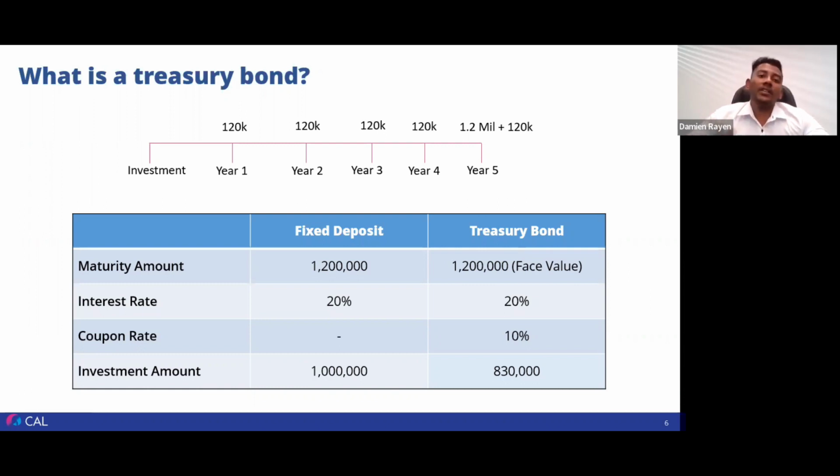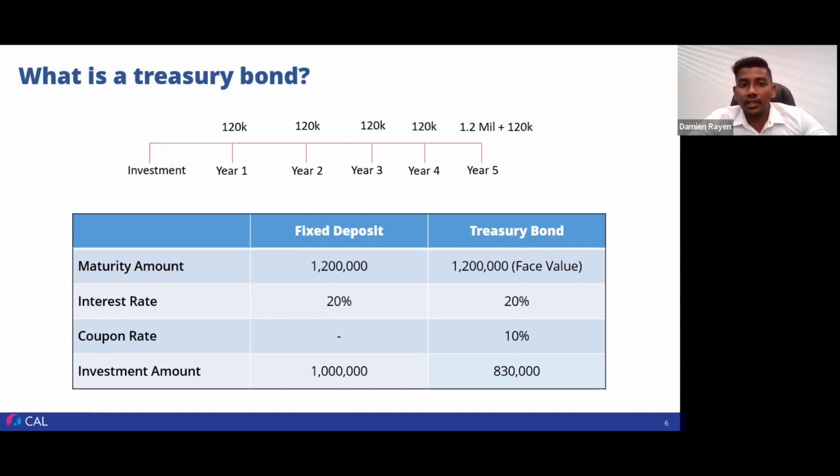So let's say in 5 years, you are going to receive 1.2 million to your hand. And every year, the central bank will pay you a 10% coupon, which is 120,000, 10% of 1.2 million. So every year you will be receiving this 120,000, and at maturity, you will be receiving 1.2 million to your hand. So the question is, how much exactly do you have to pay today to buy this investment, which is determined by the interest rate?